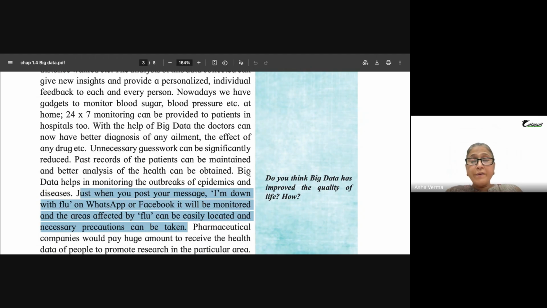आपको ध्यान हो जब कोविड हुआ था, you had to mark that you're down with COVID and people around you were alerted that there is a COVID patient in this area and accordingly you could protect yourself.